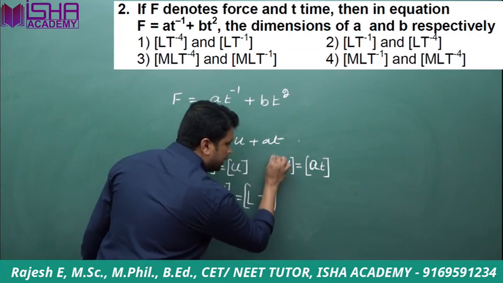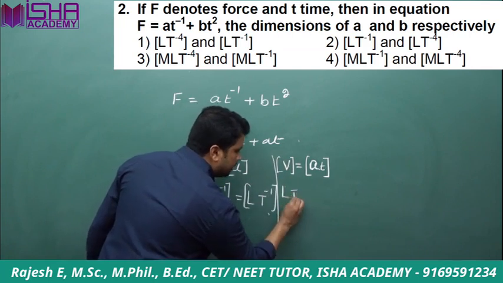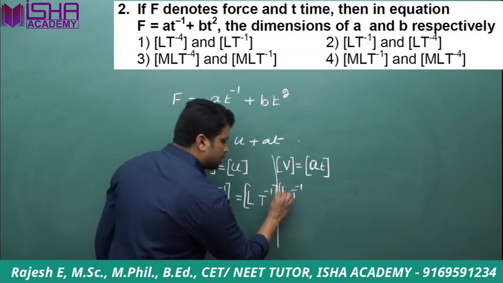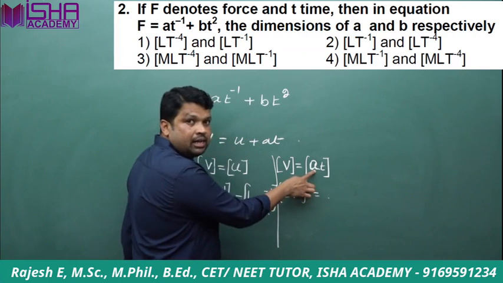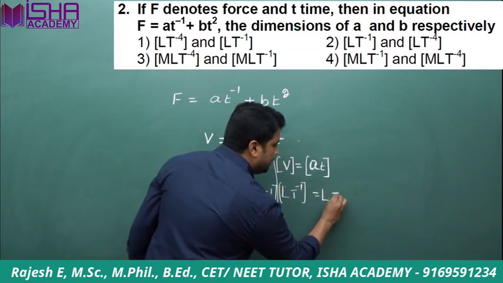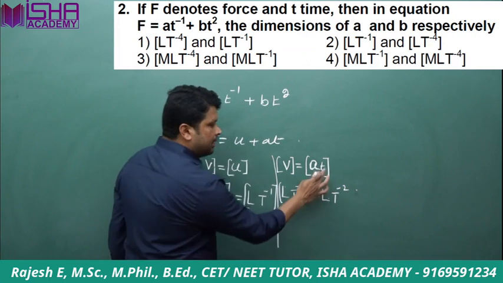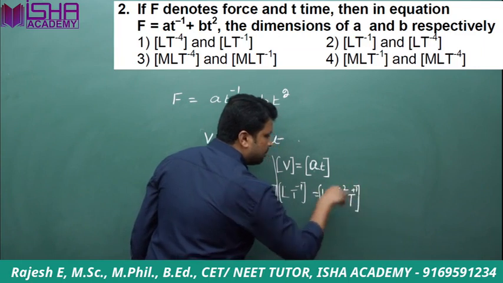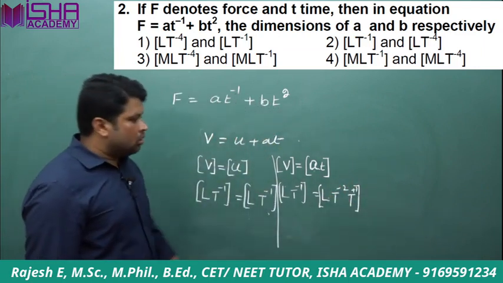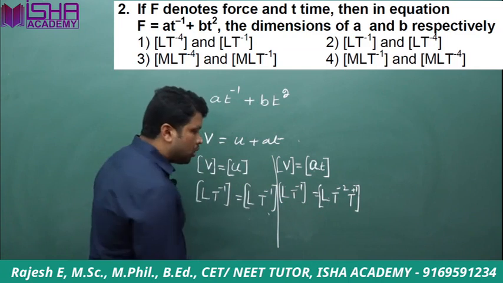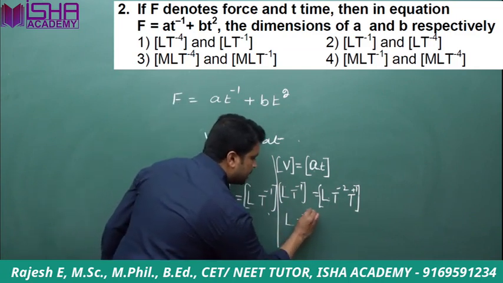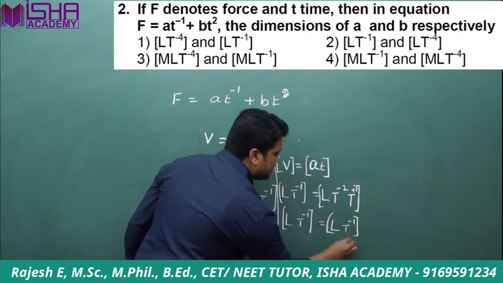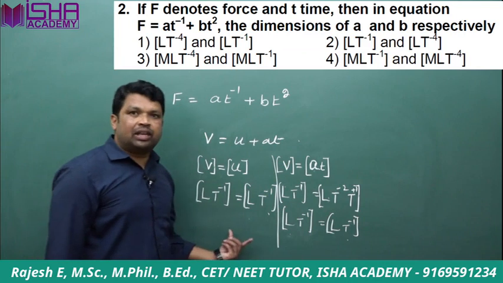So the dimension of V is L t power minus 1, meter per second, velocity, right? So this is equal to a, acceleration. Acceleration is L t power minus 2, and this t is time. So t power plus 1, minus 2 plus 1, minus 1. So L t power minus 1 on the LHS is equal to L t power minus 1 on the RHS. This is homogeneity of equation.